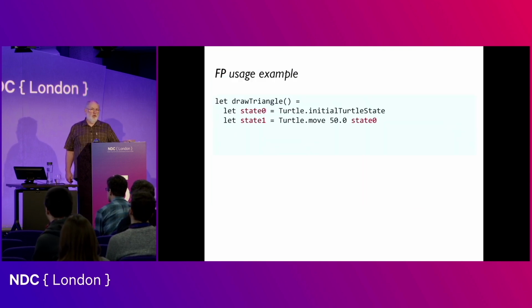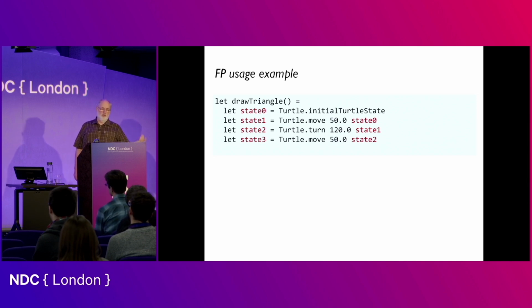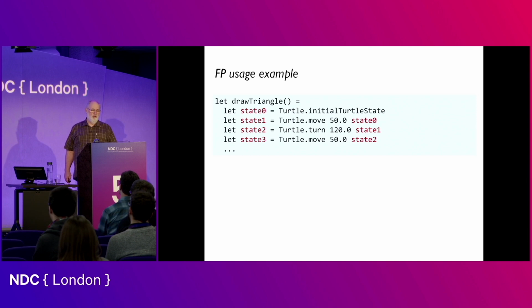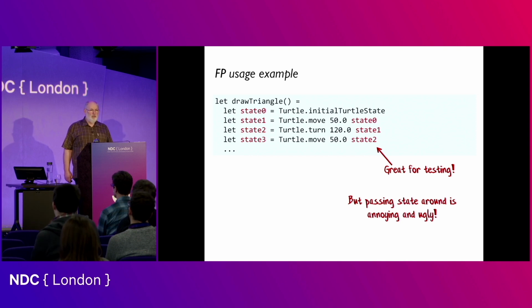So if you look at the code for how you might draw a triangle, you take the first state, you pass it into move, and that gives you the new state, and then you pass that into turn, and that gives you another state, and so on and so forth. This is what it looks like drawing a triangle. Now, this is great for testing because it's very explicit. If I want to see what the move does, I pass in this state, and I can actually look at the output and see exactly what it is. However, it is kind of ugly and not as nice as the OO version.